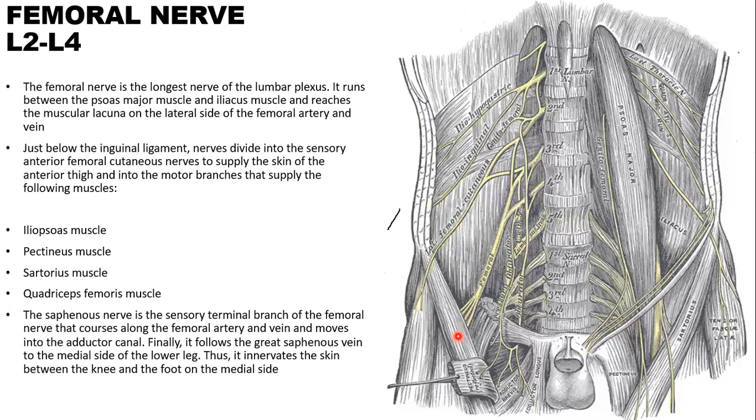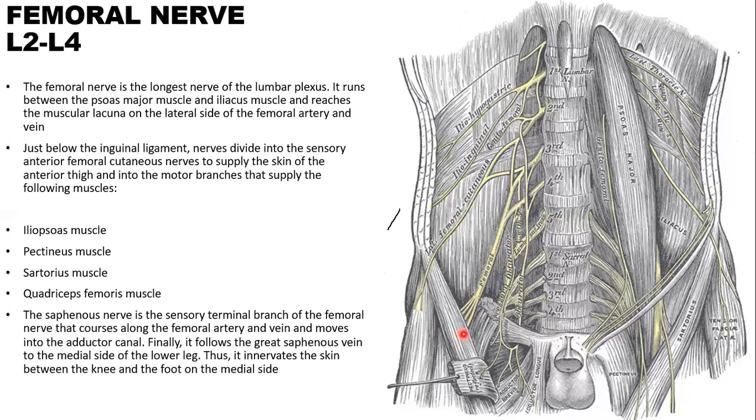You have the pectineus muscle, which is a hybrid muscle. The pectineus muscle is also supplied by the obturator nerve, but it is also supplied by the femoral nerve. You have the sartorius muscle, the longest muscle in the human body. Then you have the quadriceps femoris muscle, where you have the rectus femoris, the vastus medialis, vastus intermedius, and the vastus lateralis. Basically, those muscles are supplied by the femoral nerve.